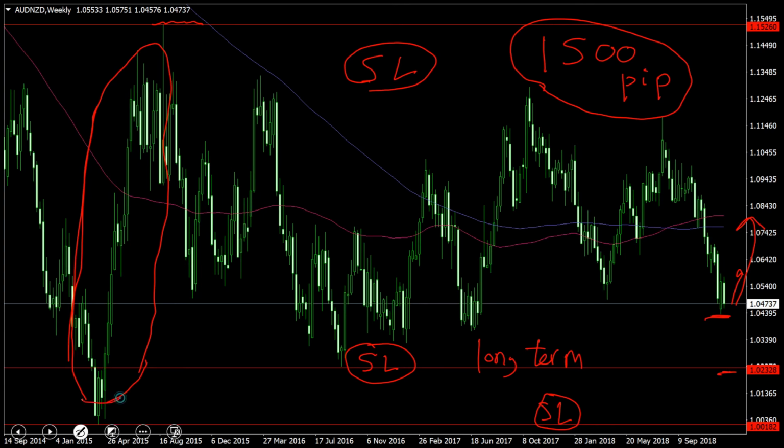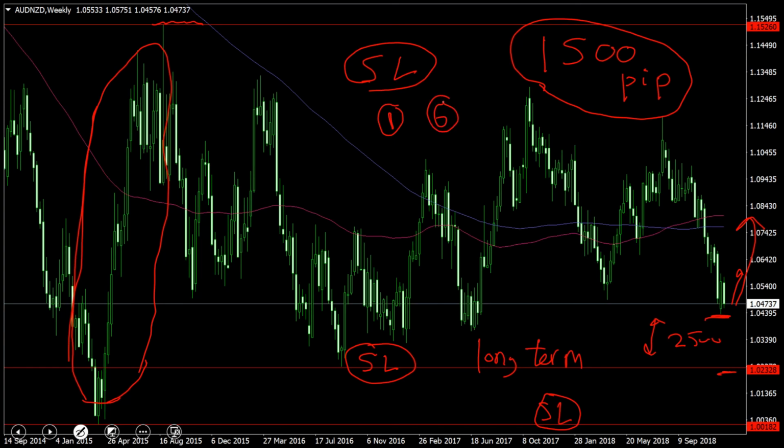So 1,500 pips is the take profit from the weekly, and the stop loss can only be around 250 pips lower. So maybe around 6 times. You have a risk reward of around 1 to 6. So if you're taking a risk of 1, your reward will be 6 times.